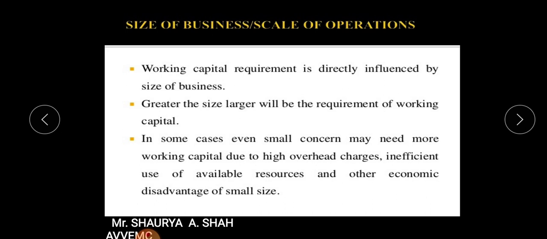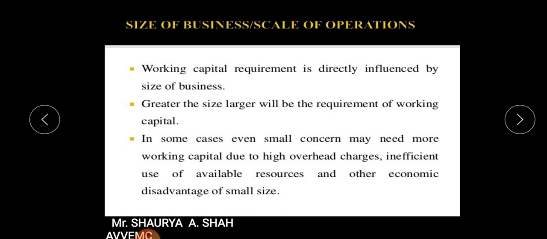In some cases, even small concerns may need more working capital due to high overhead charges, maybe your admin overhead, your selling overhead, your office overheads, or your prime costs. Also, inefficient use of available resources and other economic disadvantages. Suppose you are not allocating or using the resources properly, that may also lead to an increase in the requirement of working capital in small firms even.